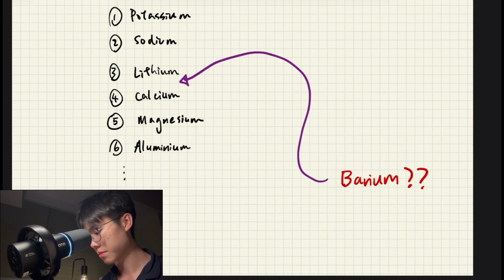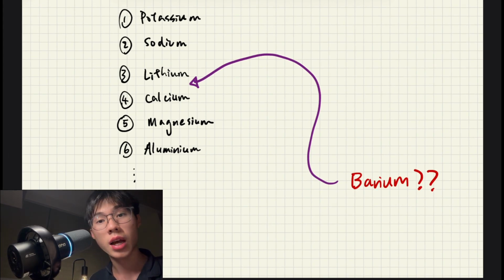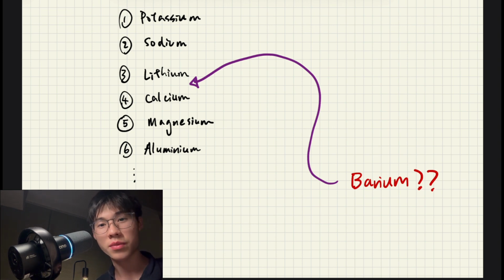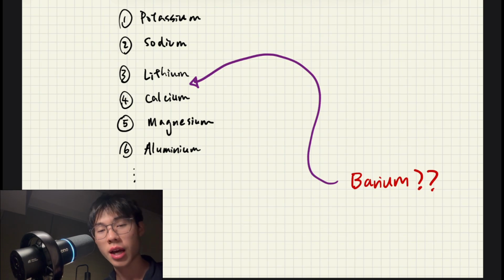I hope this video has clarified your understanding of the reactivity series, and hopefully you don't see the reactivity series as just a list to memorize, but as something that can be explained by thinking about how these metals react and the role of electrons in this situation, which is the ease of losing electrons. Hopefully by thinking through it, you understand the reactivity series better.